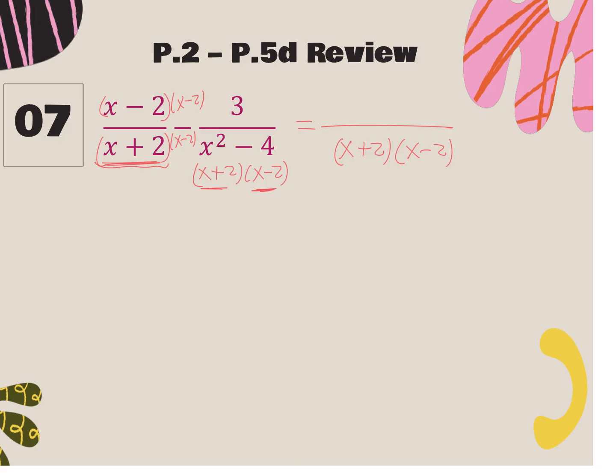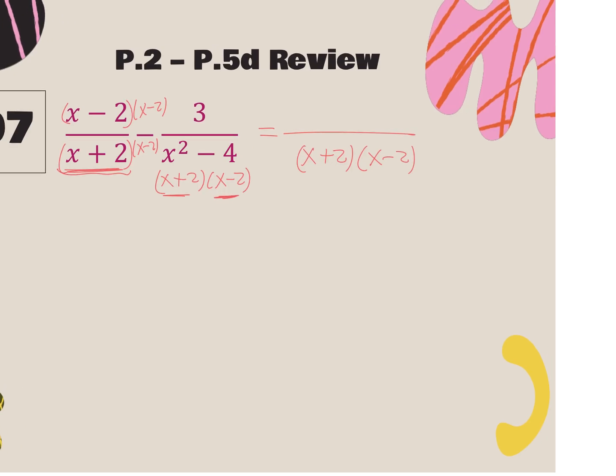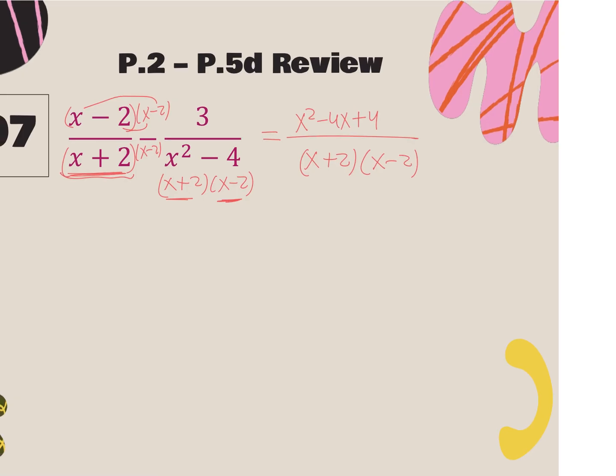And then doing that, I can FOIL the top, right? That's going to get us x squared, and then a negative 2x, another negative 2x is going to get us a negative 4x, and then negative 2 times negative 2 is a positive 4. All right? And that's that first fraction.